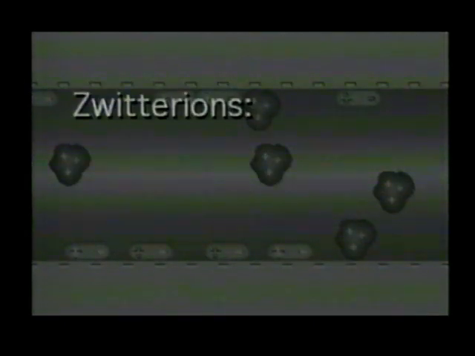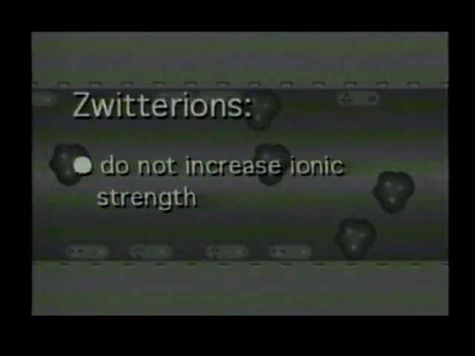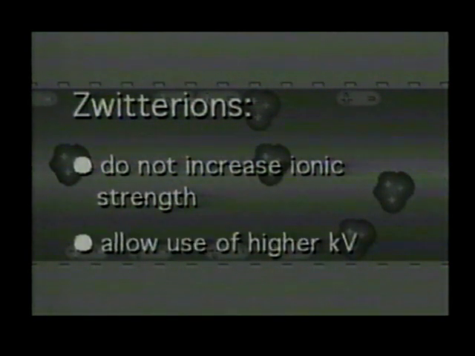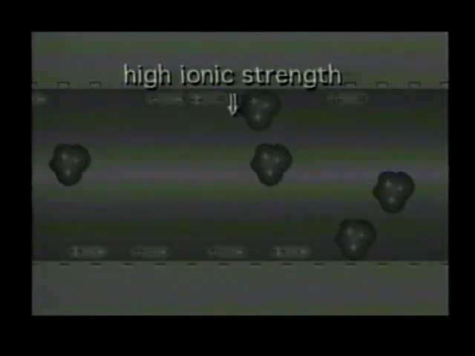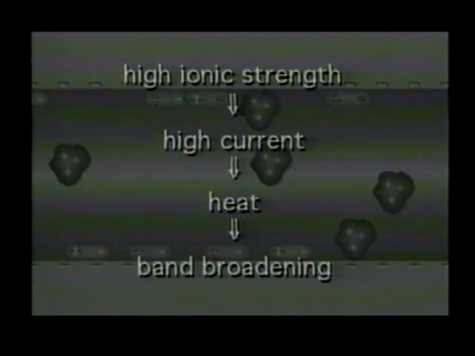Zwitterionic buffers reduce protein adsorption through charge screening almost as effectively as high concentrations of simple salts. The advantage of zwitterions over simple salts is that they do not increase the ionic strength of the buffer, thus allowing the use of higher voltages for the separation. A high ionic strength leads to a high current, which in turn produces heat and so causes band broadening.